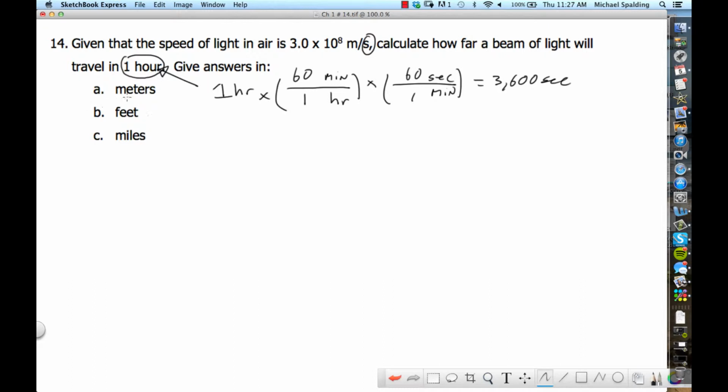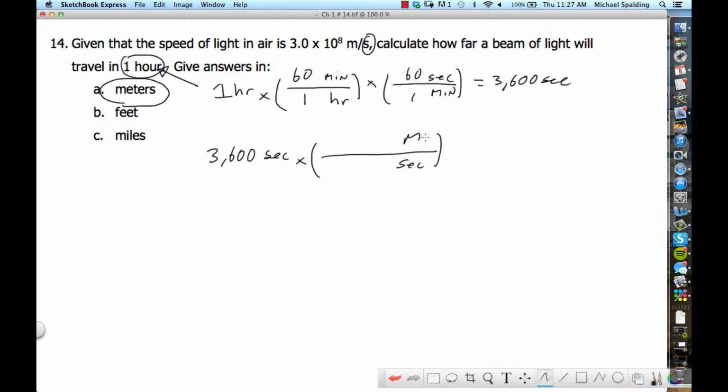Well, we want it to end up in meters. We want the answer to end up in meters. So what do we want to get rid of here? The seconds. We want the seconds to be gone. So the way we're going to do that is we're going to start by writing 3,600 seconds. We're going to cancel the seconds and put meter up there.